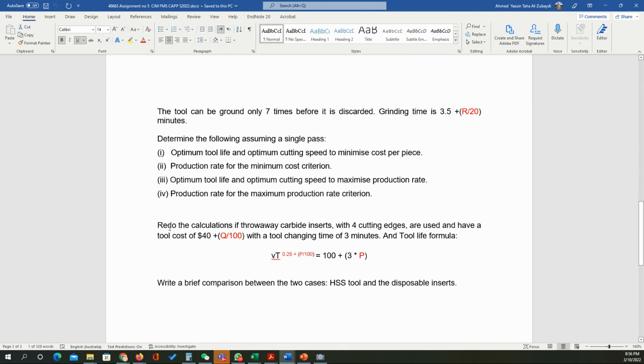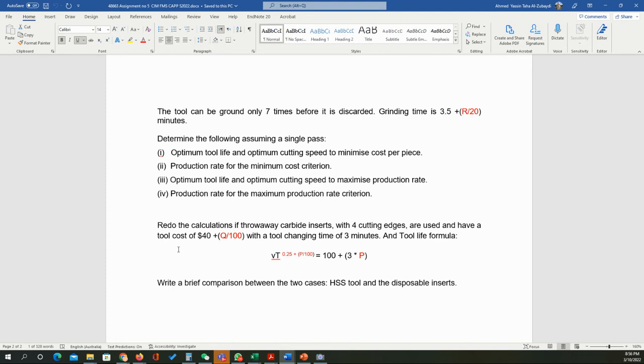Later, we need to redo the calculation if a throwaway carbide insert is going to be used with four cutting edges, which has the total cost of 40 plus Q divided by $100, and the tool changing time of 3 minutes. And the tool life formula is going to be changed to the following.